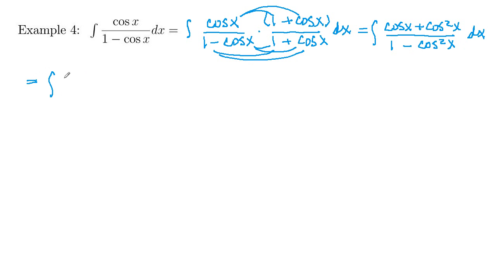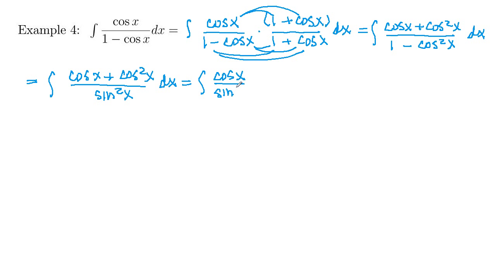So this will be integral cosine x plus cosine squared x over sine squared x dx. And then I'm going to split these apart over the LCD. So I'm going to write this as integral of cosine x over sine squared x, and then plus cosine squared x over sine squared x dx.